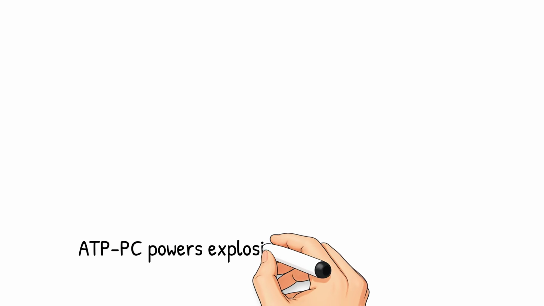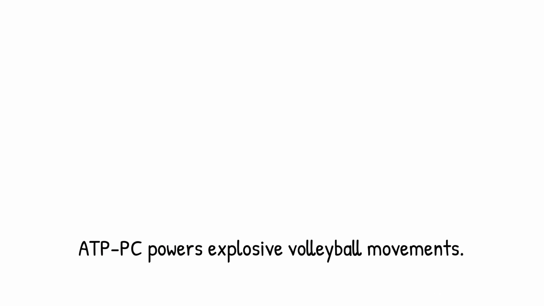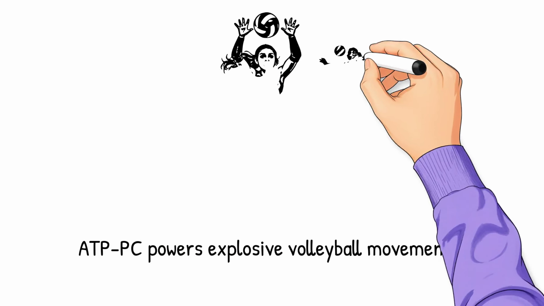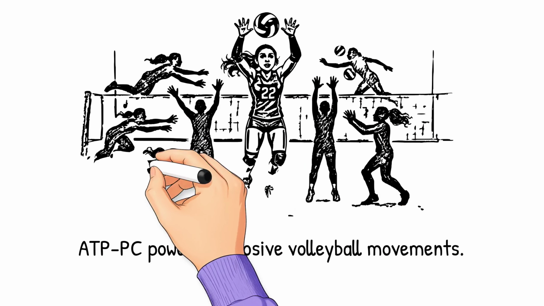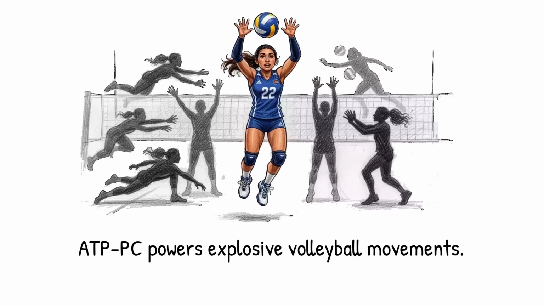Nearly every explosive volleyball movement relies on this system. Examples include spiking, block jumps, diving for a ball, quick acceleration to defend, a setter jump set, and the jump serve. A typical volleyball rally lasts for between 4 to 8 seconds and uses almost exclusively this system. This is why volleyball is considered an explosive power sport.